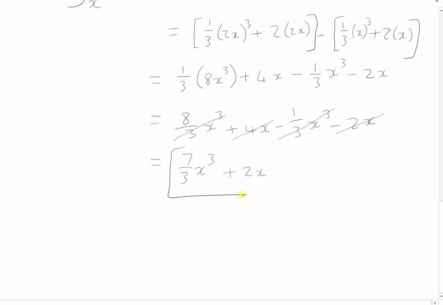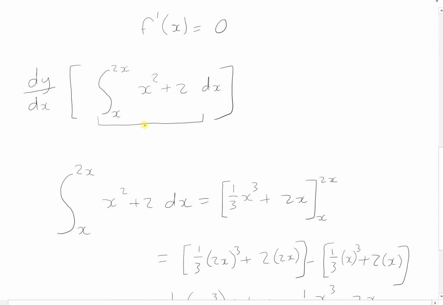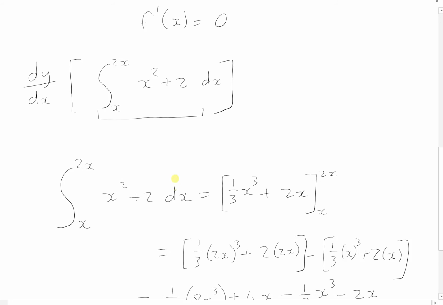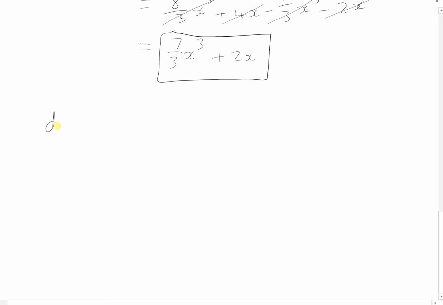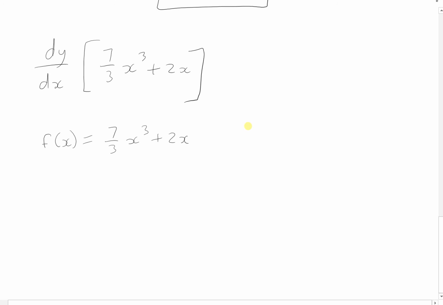So this is my value of what I'm going to plug in to here. Okay, so I'm going to be plugging that into this whole thing over here. So maybe let me just write it on the bottom. So I've got d/dx of 7 over 3 x cubed plus 2x. Now that I got it there, basically all it's asking me to do is to find the derivative of this function. So you can rewrite this if you want to as f of x equals 7 over 3 x cubed plus 2x, and basically find the derivative of this, which isn't too hard.